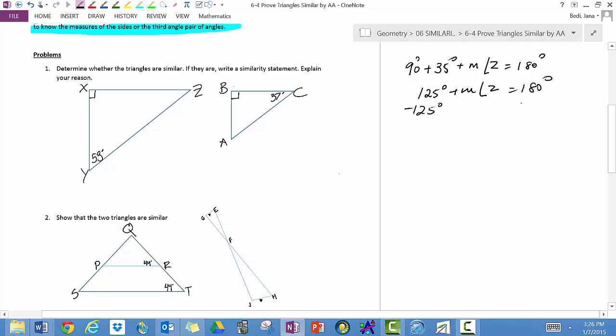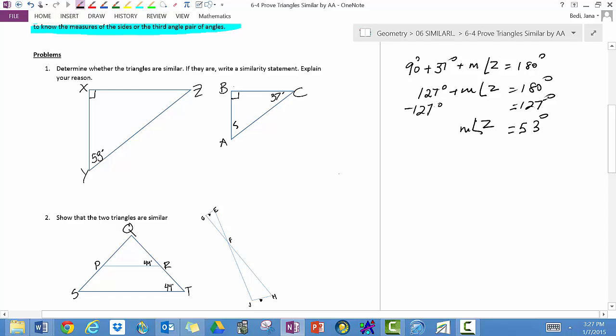Subtract 125, subtract 125, and now I just made that up to be 35. That should be 37. So let's go ahead and fix that. That's a 7, that's a 7, and that's a 7. So that's 37, 37, 127. So the measure of angle Z is 180 minus 127, and the measure of Z is 53 degrees.